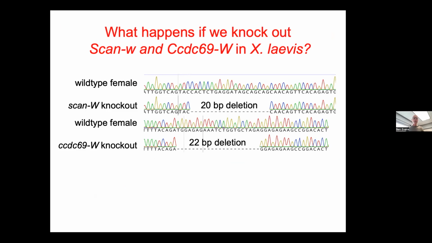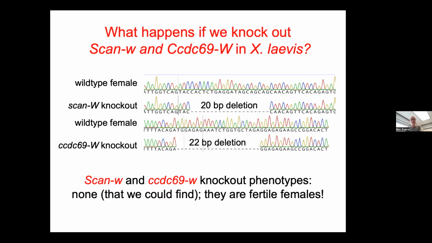What role did they play in female differentiation? To test that, we introduced deletions, frameshift mutations, in the 5' region of the coding region of each of these genes. You can see those mutations here. And again, these are frameshift mutations that cause basically a null protein of each of these genes. And the phenotypes actually were none. So we didn't observe any discernible effect of knocking out SCAN or CCDC69-W in females. So these knockout lines were fertile. They developed into normal females.